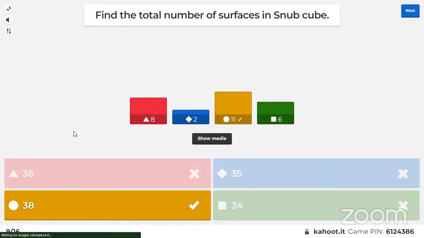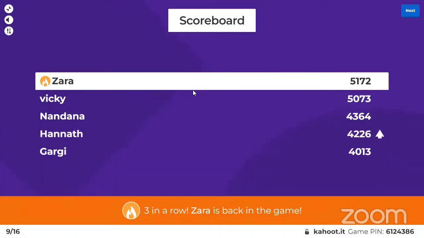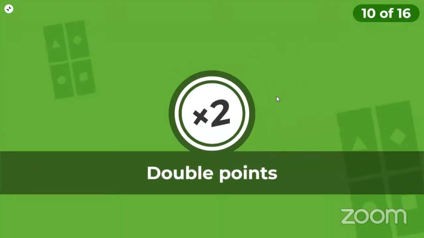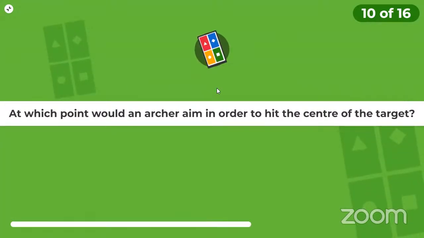Snubcube has 38 surfaces. Scoreboard: Sarah has come to the top with 5,172 points. Second, we have Vicky. Third, we have Nandana. Fourth, we have Hannah. And fifth, we have Gargi. Sarah has an answer streak of 3 correct answers in a row and grabbed the top spot with 5,172 points. So now we'll be moving on to the 10th question, and the 10th question will have double the points. It is kind of a bonus question.